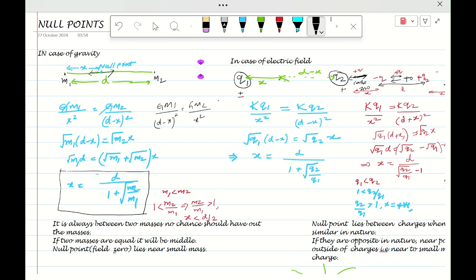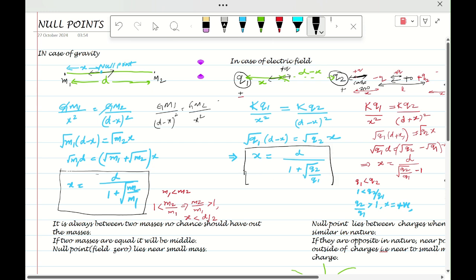Then the field on a unit test charge placed here. The unit test charge is always positive in electric field, as I explained. You have to take a positive test charge. Then it is repulsive. E1 is in this direction, E2 is in the repulsive direction, and these two are equal in magnitude. Therefore, kq1 by x square is equal to kq2 by d minus x square. Finally, we will get the answer like this.